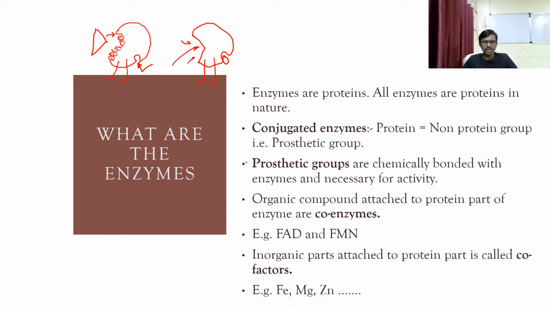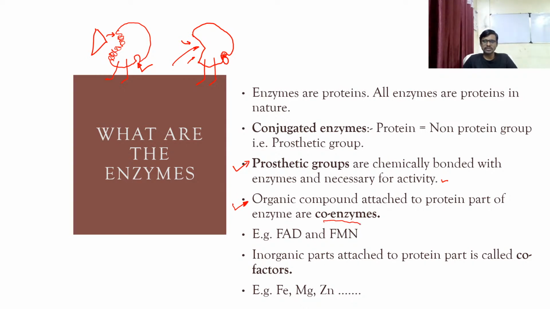Okay, so let's see the second condition. What are prosthetic groups? Prosthetic groups are chemically bonded with the enzyme and necessary for the activity of the enzyme. Prosthetic groups are mostly chemically bonded, meaning there is a tight binding between enzyme and prosthetic group. These prosthetic groups are non-proteinaceous.